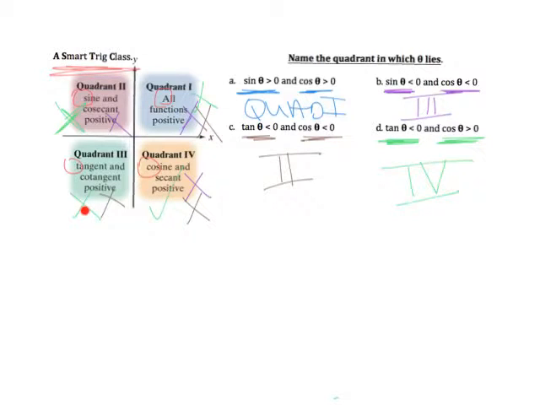Down here, because both your y and your x are negative, the only thing that's going to be positive is your tangent and your cotangent, because that's y over x and x over y, and ultimately when you take negative over negative, you get a positive. And over here in quadrant 4, your y is negative, so anything that's dealing with y is going to be negative, but everything that's dealing with just x, cosine and secant, that's going to be positive. Okay?